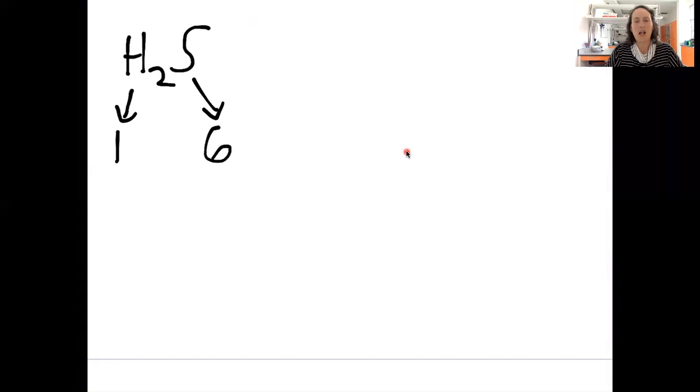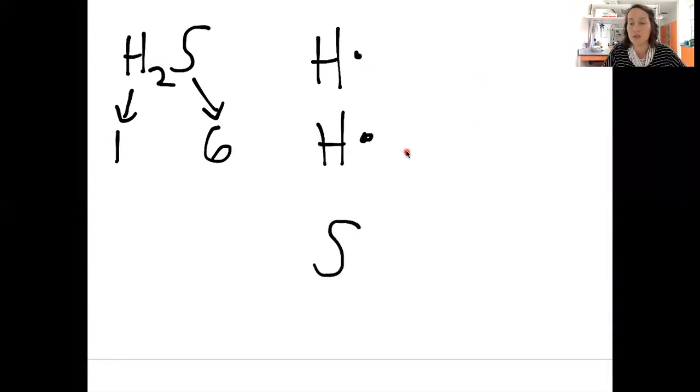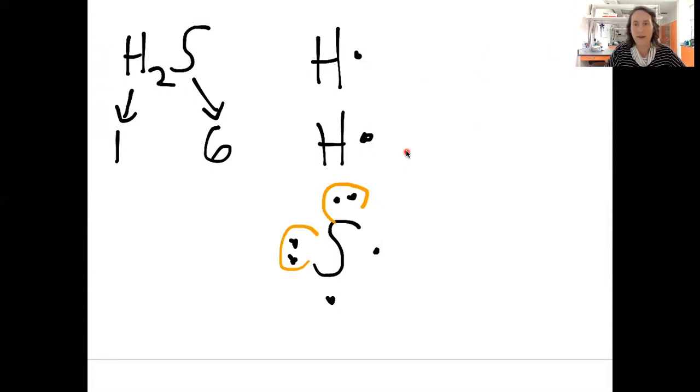All right, so we know how to draw our hydrogen dot structures, because hydrogen only has 1 valence electron. And now how do we draw our sulfur? Sulfur is group 6, so let's go around and add the valence electrons: 1, 2, 3, 4, 5, 6. Off the bat, it looks like my sulfur has 2 lone pairs, and I've got 2 single electrons that might want something to bond with.